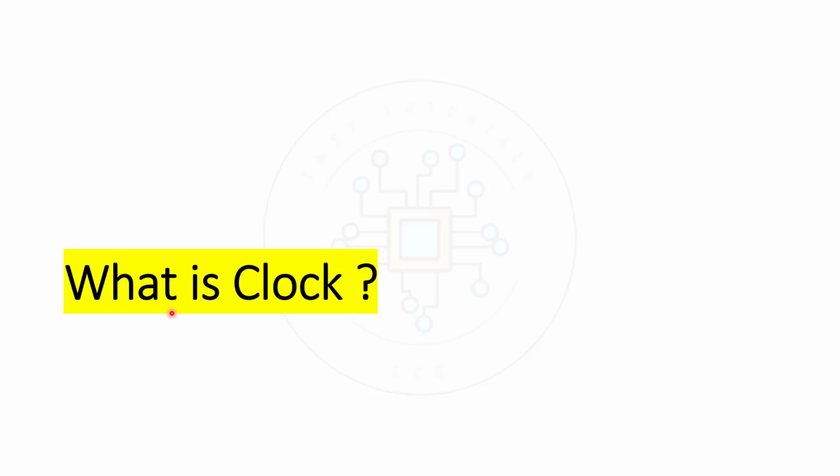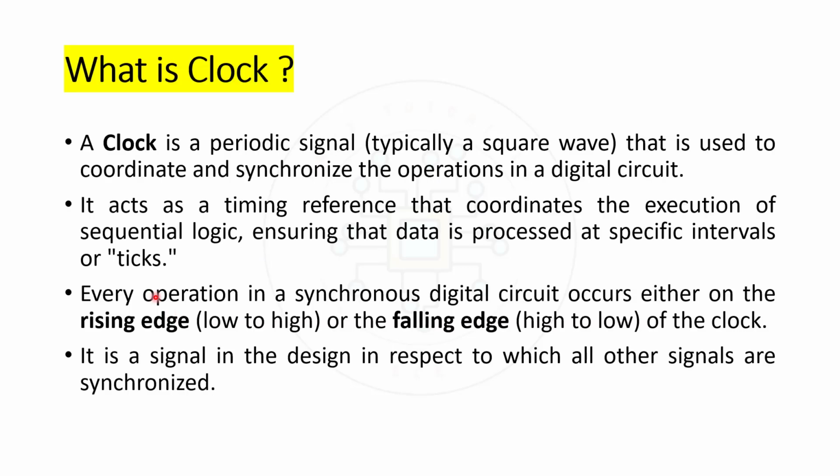Let's see what is a clock. A clock is a periodic signal, typically a square wave, that is used to coordinate and synchronize the operations in a digital circuit. It acts as a timing reference that coordinates the execution of sequential logic, ensuring that data is processed at specific intervals or ticks.